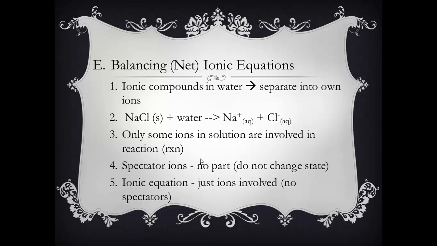Alright, net-ionic equation. A net-ionic equation basically means you have ions that are in water, a solution, they would say, which means aqueous, and it writes the reaction that only involves the ions that do something. The ions that don't do anything are called the spectator ions.